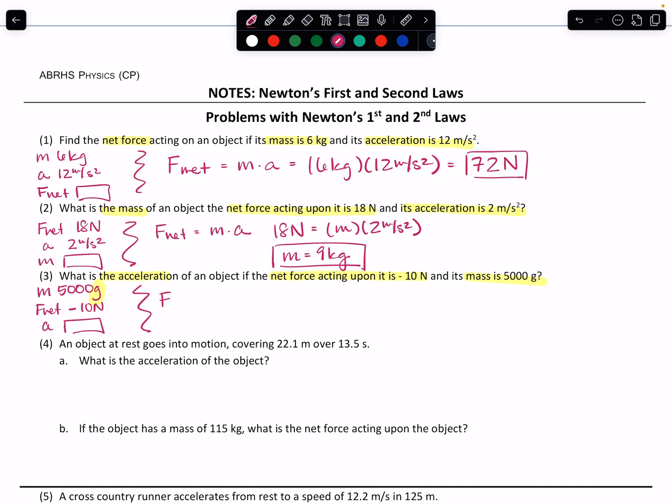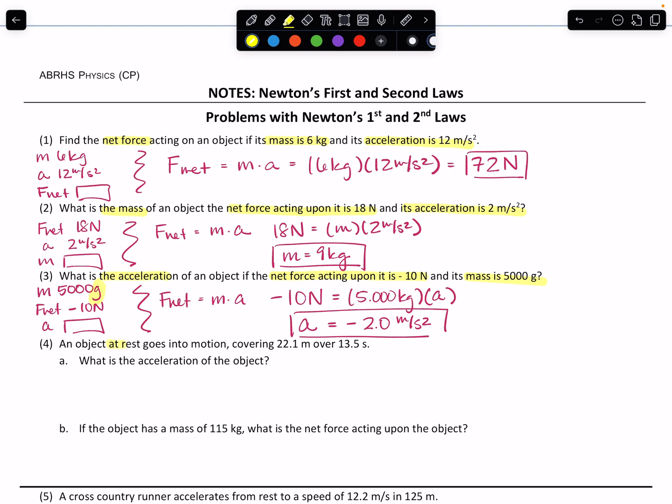All right, so our net force is going to be equal to the mass times acceleration. So in this case, negative 10 newtons is going to be equal to 5 kilograms times our unknown acceleration. So we're going to divide both sides by 5, and we have an acceleration of negative 2 meters per second squared. All right, now remember, acceleration and force are both vector quantities, which means that negative sign is just telling us the direction that that particular variable is being applied. Okay, let's move on to this next one.